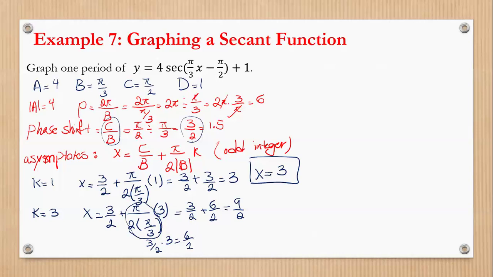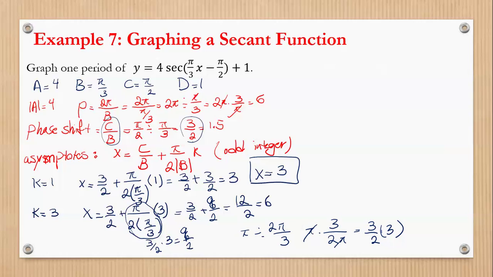Let me check again. So it's pi divided by 2 pi over 3, which is pi times 3 over 2 pi, which is 3 over 2. And 3 over 2 times 3 is 9 over 2. I'm sorry, that's a mistake. And 3 plus 9 is 12, and 12 over 2, which is 6. So my next asymptote is x equals 6.